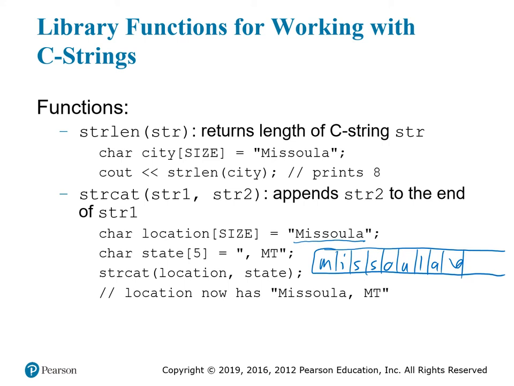Okay, but there are extra spaces in your array. You can strcat location and state, which will remove that \0, add comma, space, M, T, and then it'll move the terminating \0 there. So the location now reads as Missoula, Montana.